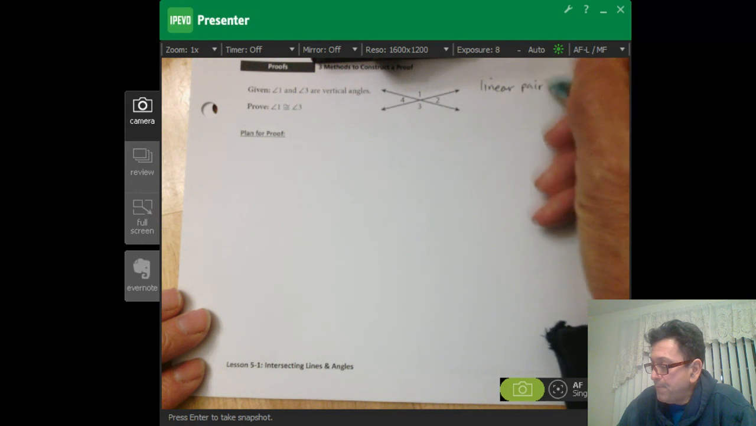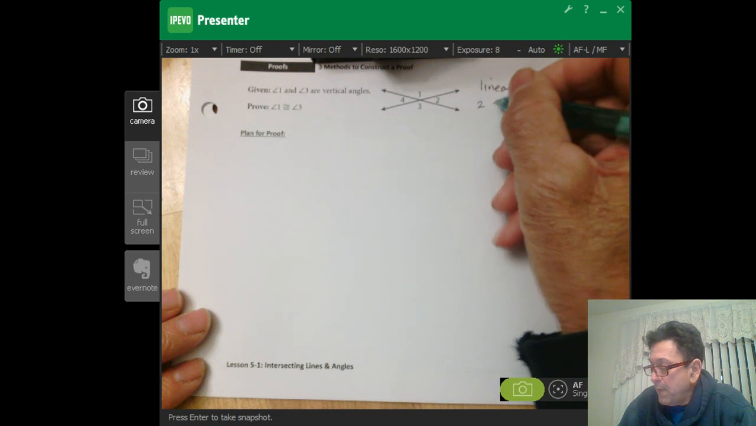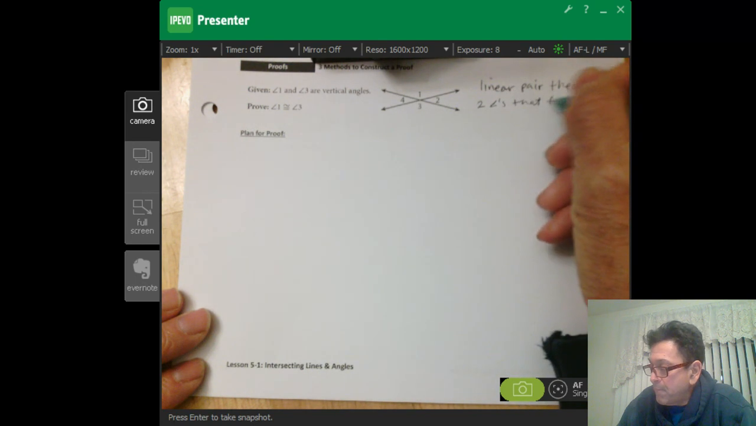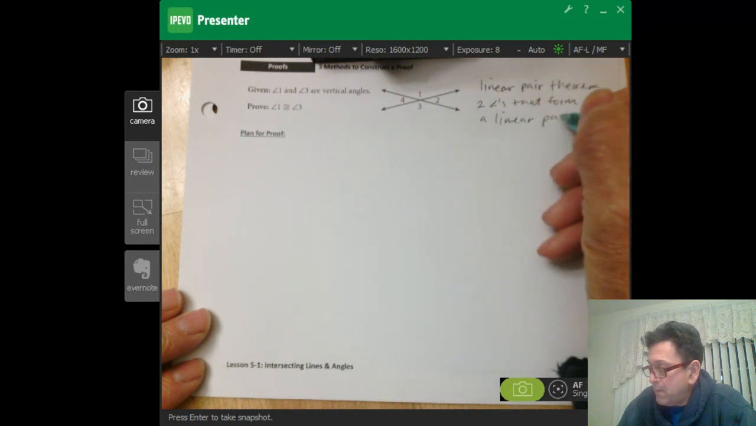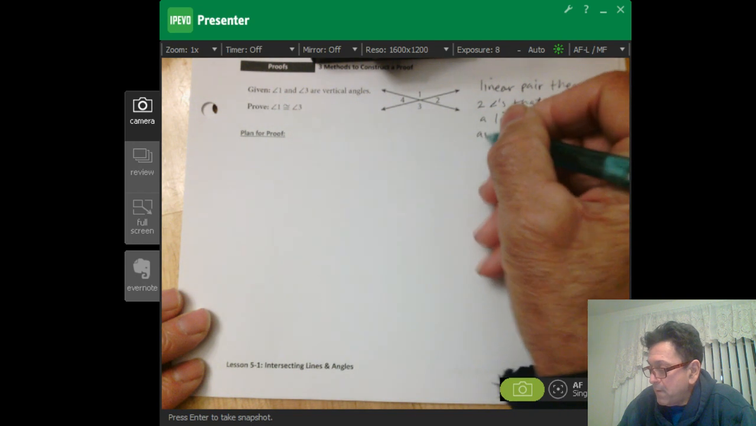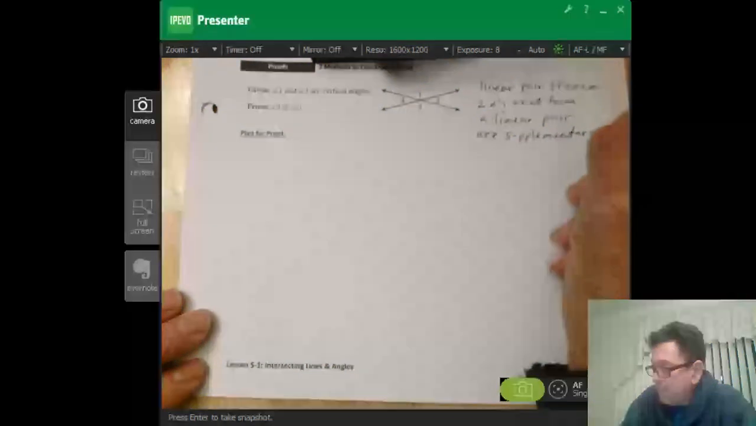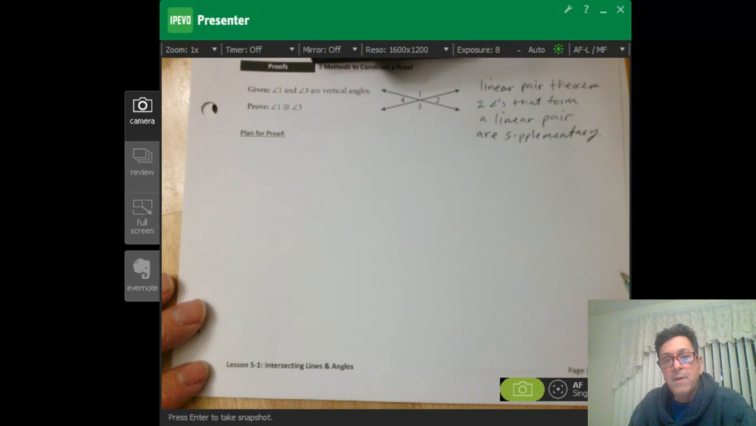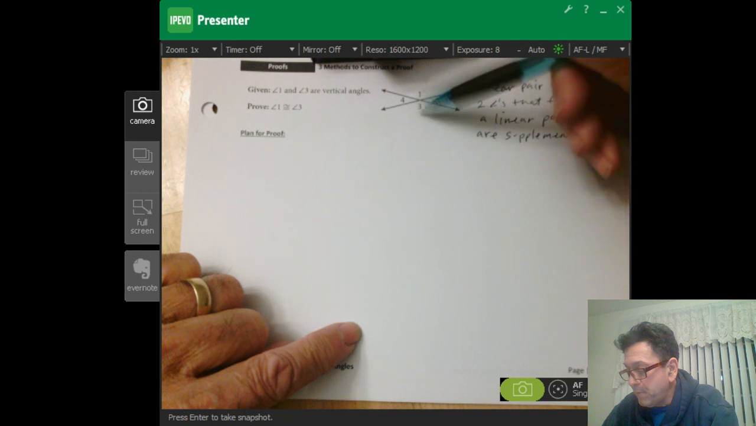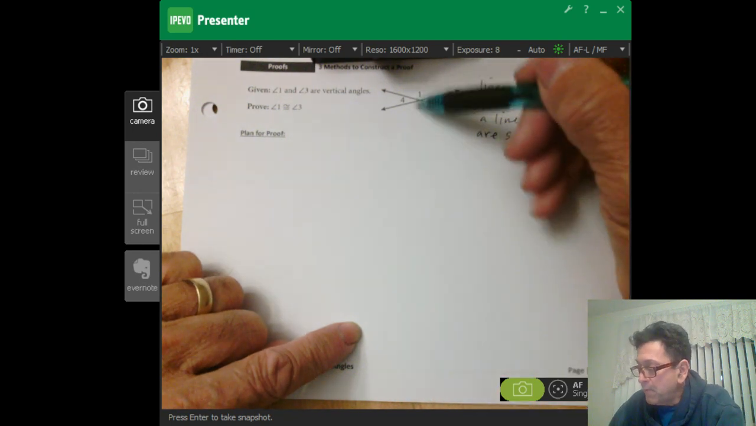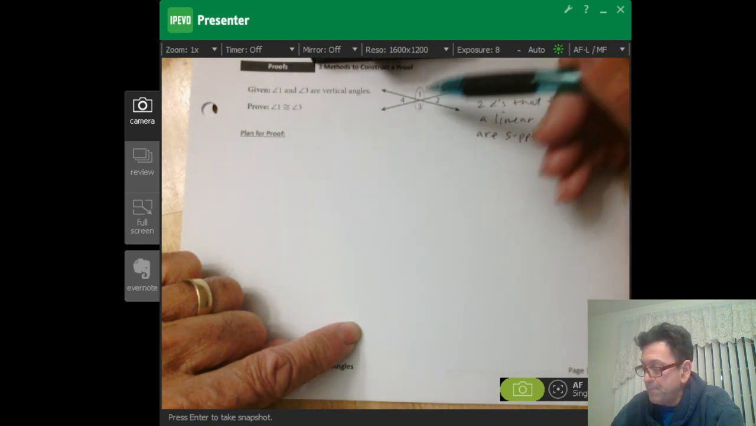So the linear pair theorem says that two angles that form a linear pair are supplementary. Okay, so we want to plan this proof, and I'm going to look at the picture. We know that we're going to try to show that these two angles are congruent. They're equal to each other in measure.